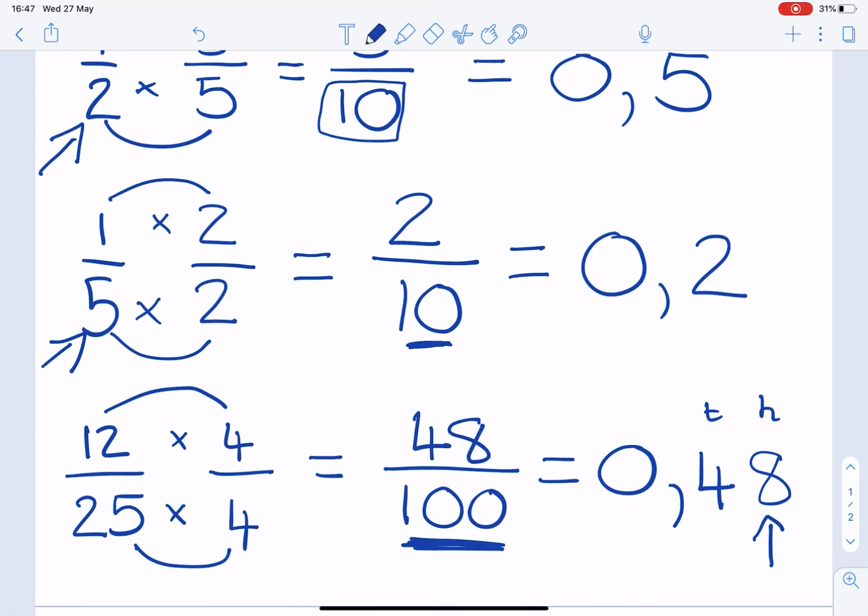Now, on page 156, they have given you a fraction wall to help you. You may use the fraction wall for question 1, but for question 2, I would like you to use the method that I have shown you.